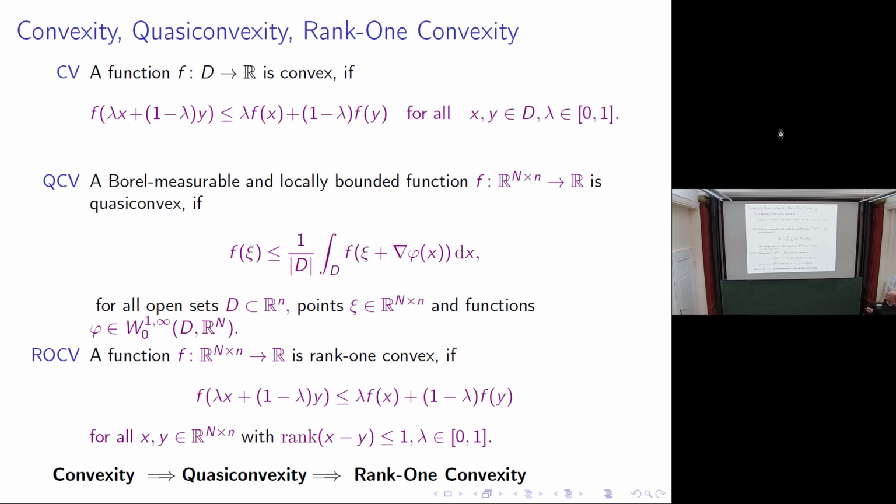And then here we have the rank 1 convexity, which is of course the same inequality as for convexity, but the matrices have a difference that is rank 1 or 0. And we know that convexity implies quasi-convexity, and this implies rank 1 convexity.